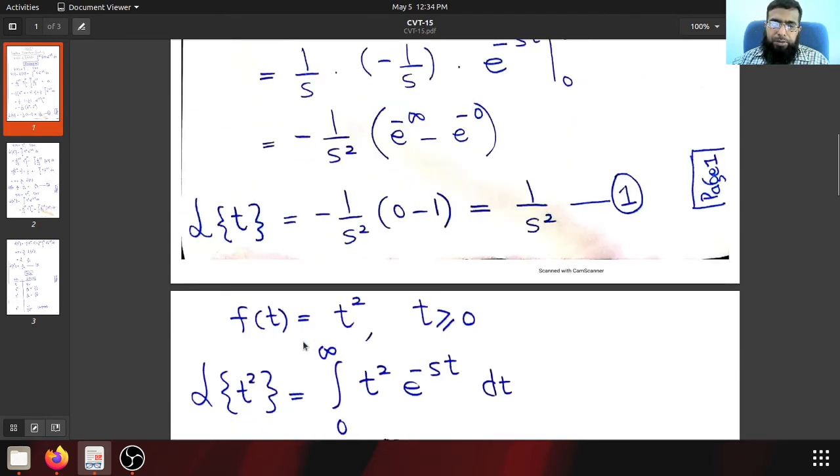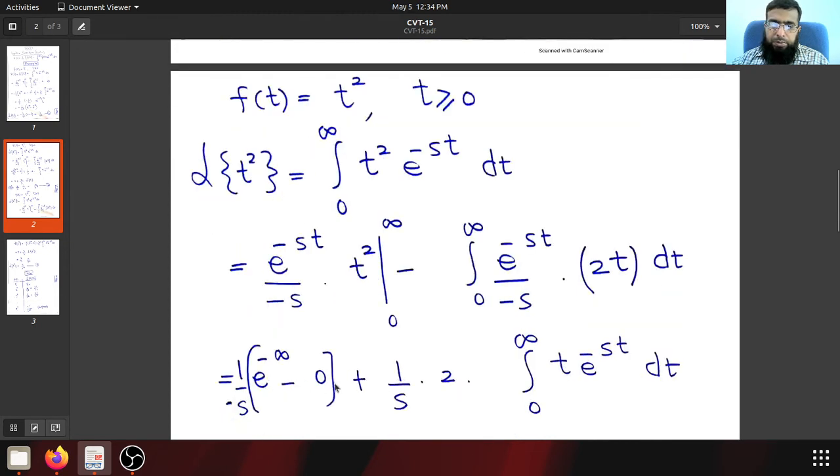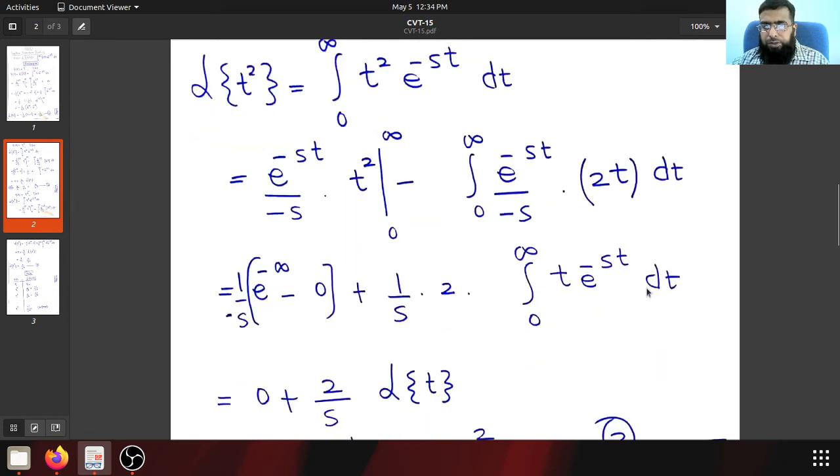Right, the next is computing the Laplace transform of t squared. We will in the same way put t squared instead of t, and then we apply integration by parts, more or less the same thing, except we have a 2t here because t squared when differentiated becomes 2t, and this 2 comes out of the integral because it is not a function of t, and we are left with t e to the minus st here. It's very interesting.